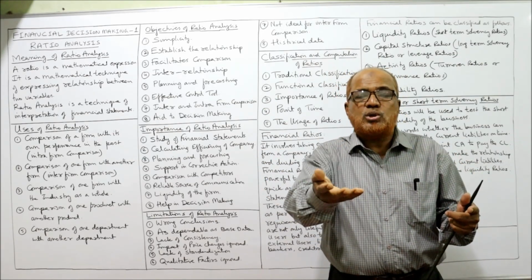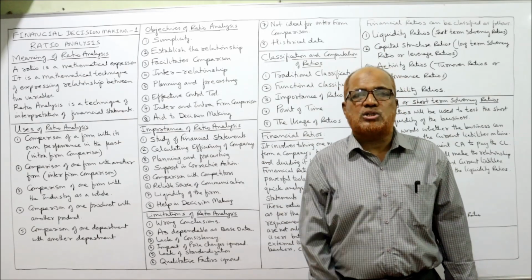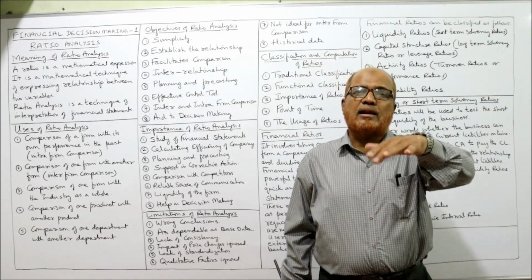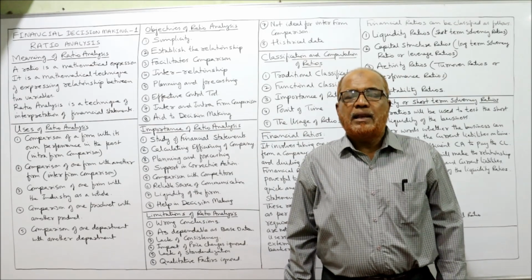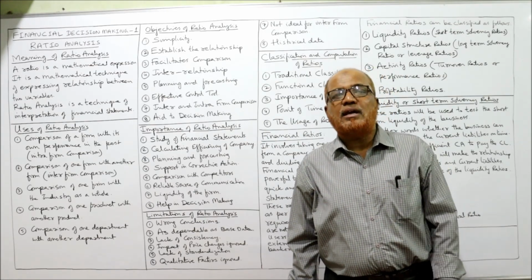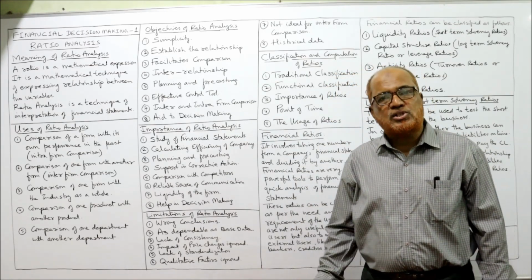So by using ratios, we can find out what the relationship is. Similarly, current assets are related with current liability. Like this, so many relationships we can create in financial statements.